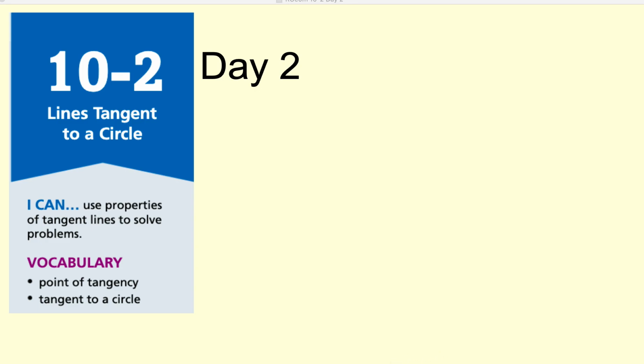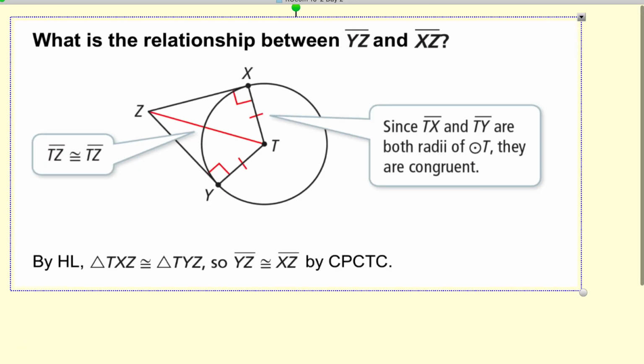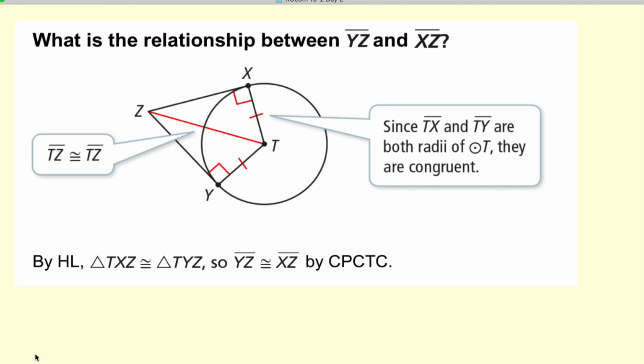Lines tangent to a circle. I can use properties of tangent lines to solve problems. Let's take a look at this picture and notice that we have two tangent lines, and of course a tangent means that you're going to have a right angle, so we do have the two right angles.